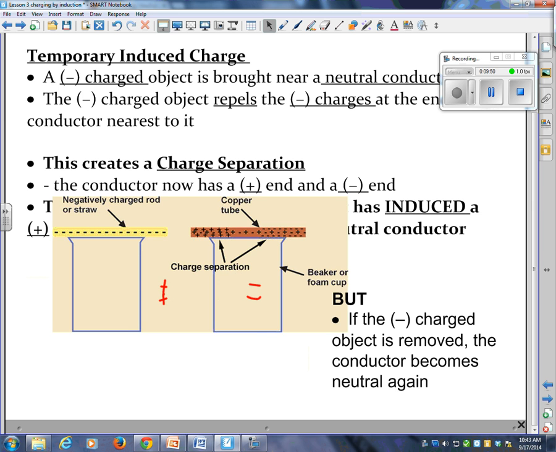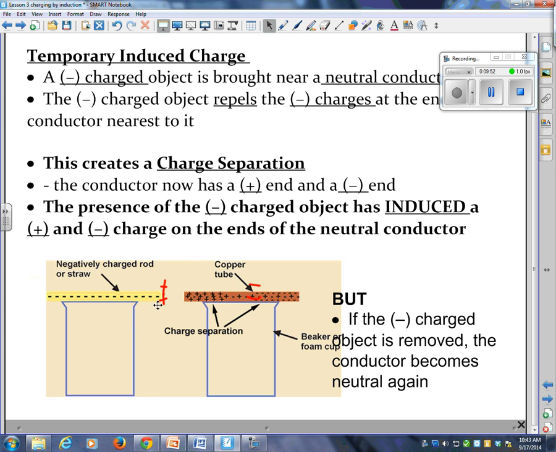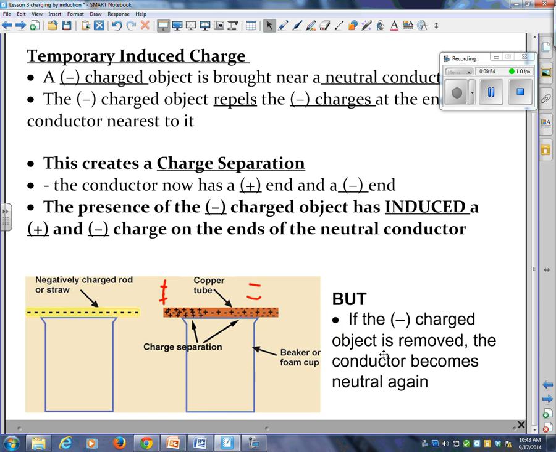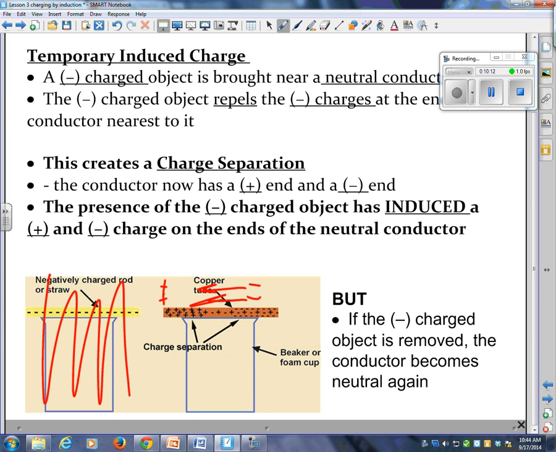If I bring that straw out of the way, what happens to all the electrons? They'll sort of balance out, and the copper tube becomes neutral again. Does that make sense? Yeah. If you take the straw away, all these negative guys will head back towards their friends, the positive ones, and then it sort of neutralizes.